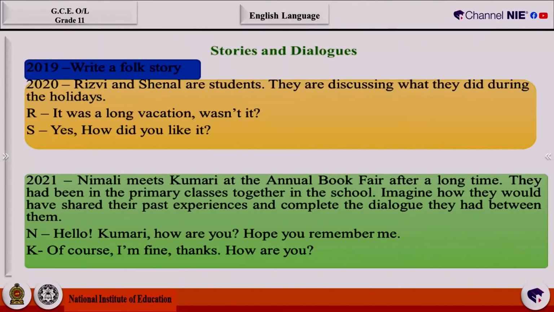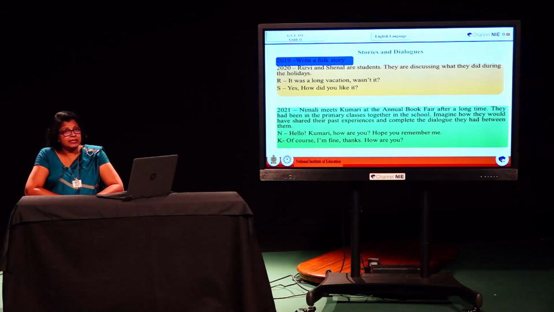The next option will be either writing a story or a dialogue. In 2019, the students were asked to write a folk story that they are aware of. Or else, dear students, a certain part of a sentence is given and you have to build up your story based on the given part of the sentence. For example, it was a rainy day. So, your story has to be built upon the given part of the statement. So, that is one option.